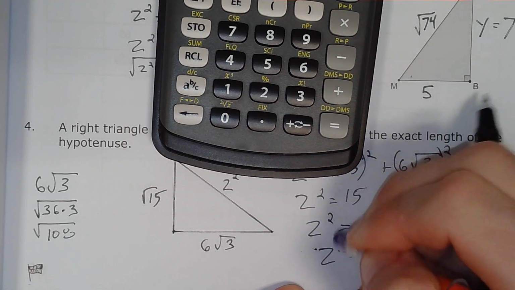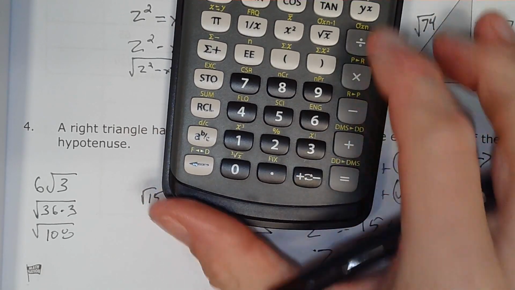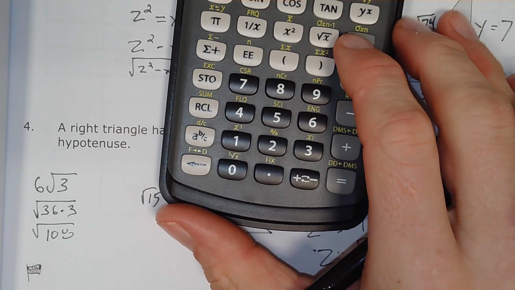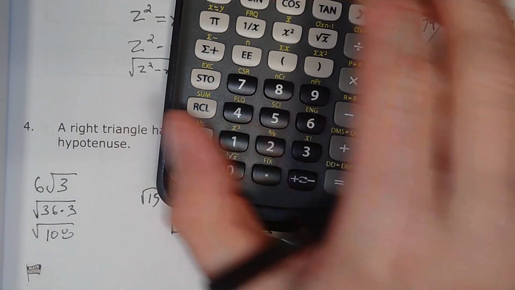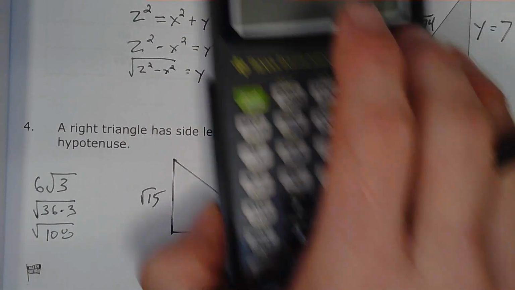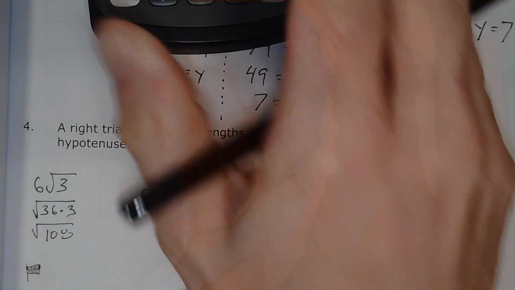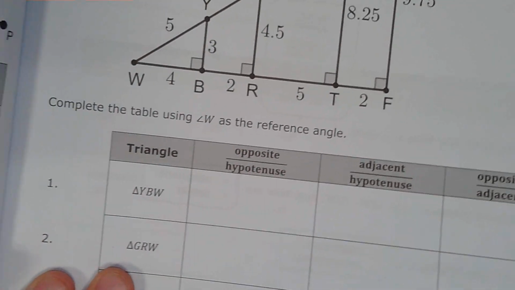I don't think 123 is a perfect square. 123 divided by 3 is 41, okay? 41, I believe, is a prime number. Let's see here. Yeah, 41 is a prime number, so there's no perfect squares inside of that. So the easiest way to do that is z equals the square root of 123. Moving on to the next one here.